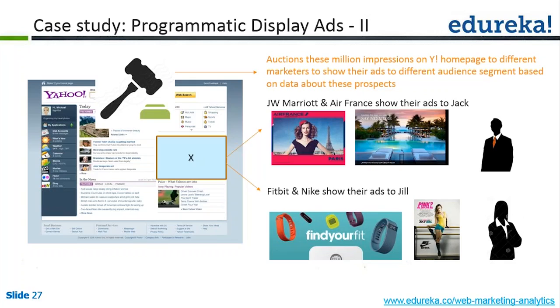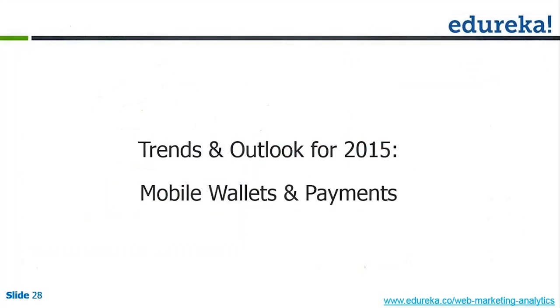On the other hand, when Jill logs into her Yahoo news page, she sees a different ad, probably a Fitbit or a Nike, right? So that's the power of RTB, to ensure that you can pretty much do a one-to-one advertisement mapping. So yeah, that was about real-time bidding.